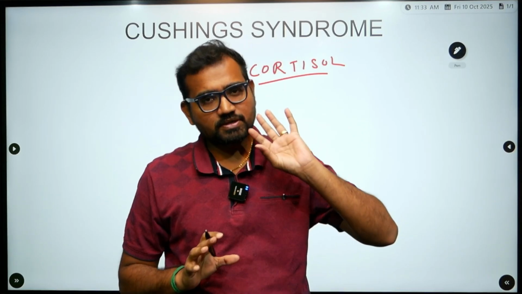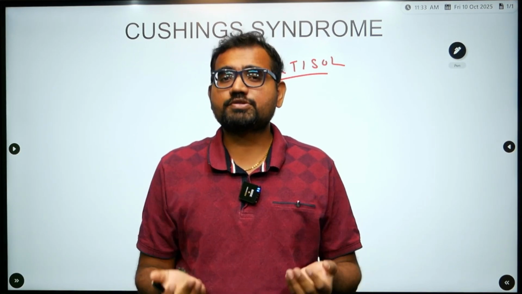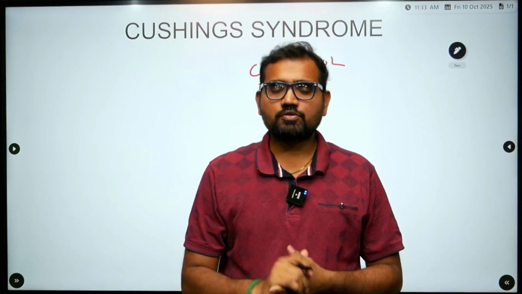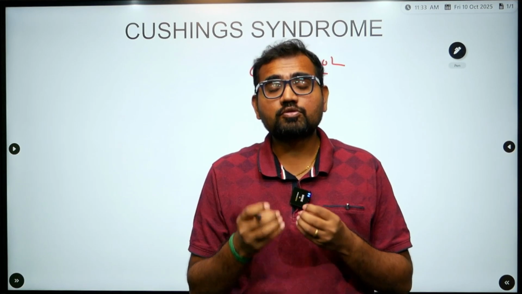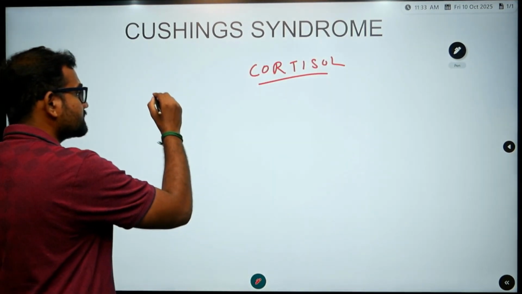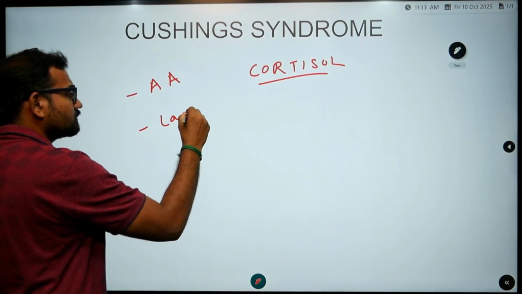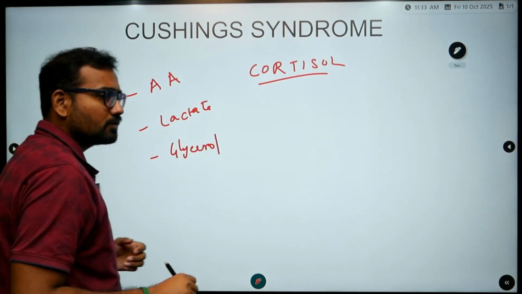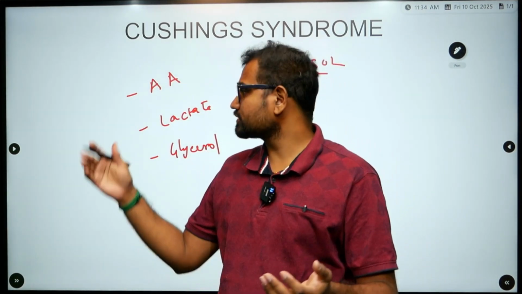If you know what cortisol does, then we can associate and we ourselves will tell what happens in Cushing syndrome. So first I will talk about what is gluconeogenesis. Gluconeogenesis is the synthesis of glucose, the production of glucose from non-carbohydrate sources. Non-carbohydrate sources are nothing but amino acids, lactate and glycerol. The body makes glucose from these sources.